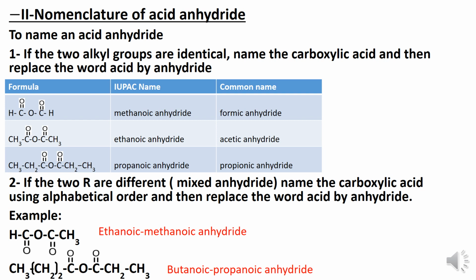Now the last example, also look at the condensed structural formula. What do you have on the left side? You have the R consists of three carbon atoms with the carbon of the functional group, so it means you have four carbon atoms, you have butanoic acid. On the right side you have three carbon atoms, so it is propanoic acid. Now how to name this acid anhydride? The B is before the P, so you name it butanoic propanoic anhydride.